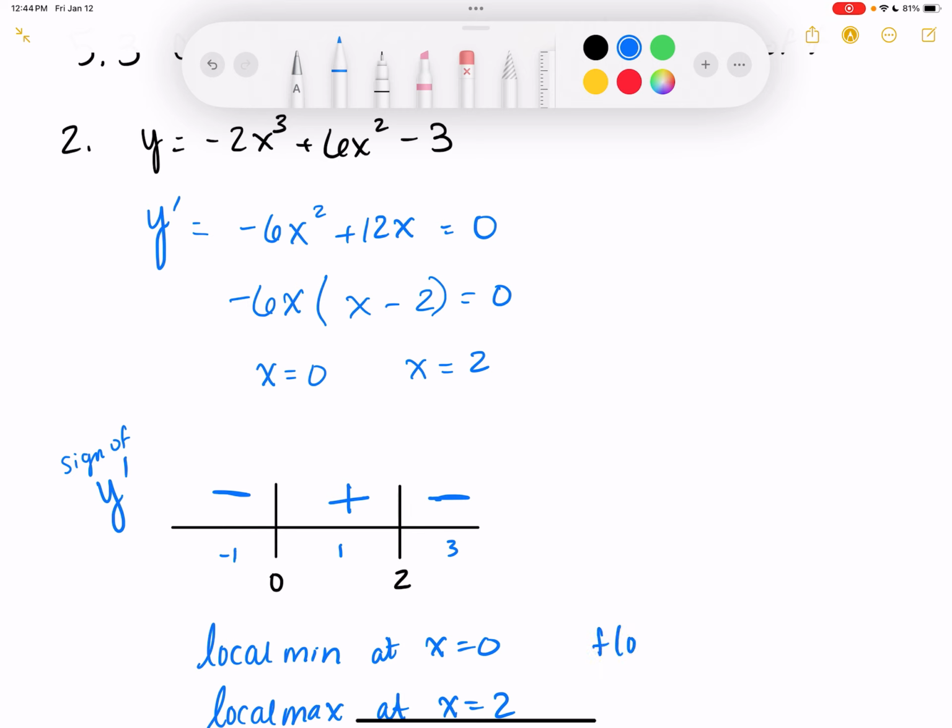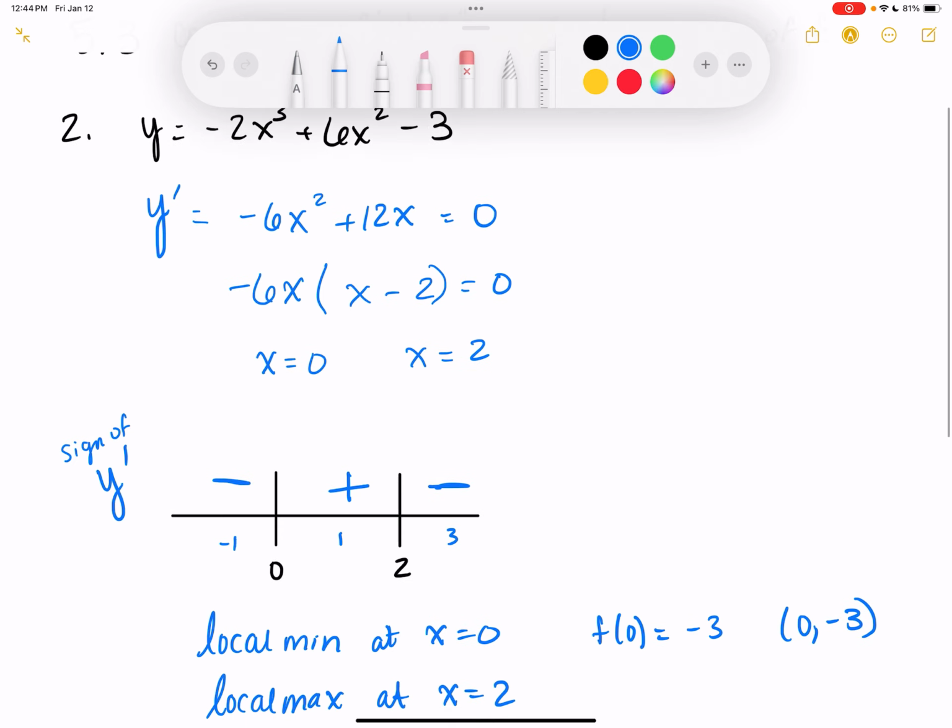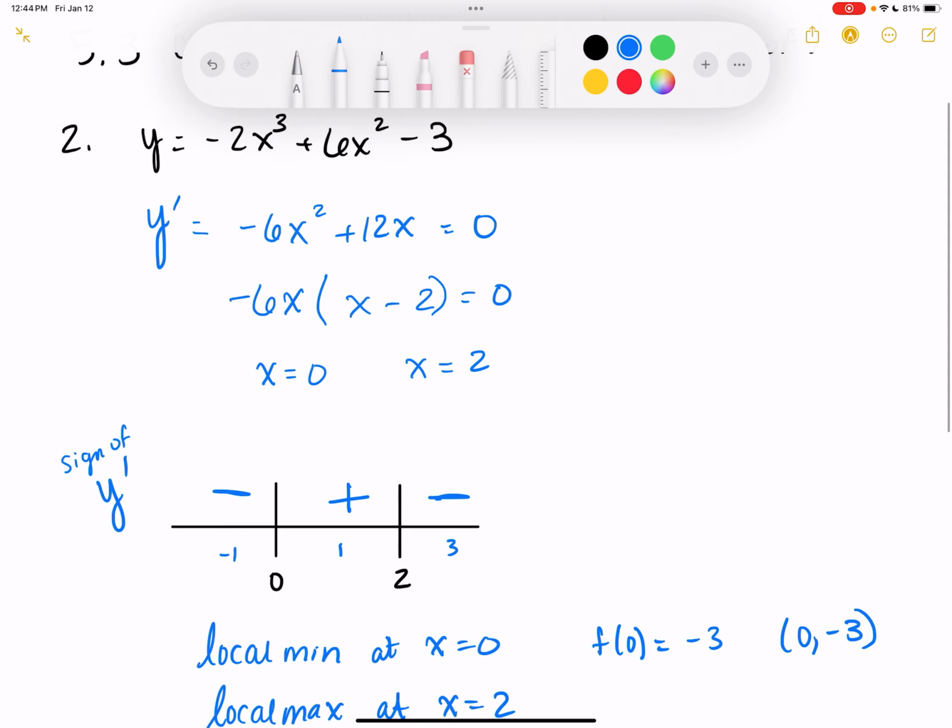So f of 0. If we plug in 0 into the original, we get negative 3. So that point is 0, negative 3. So there's a min at the point 0, negative 3.